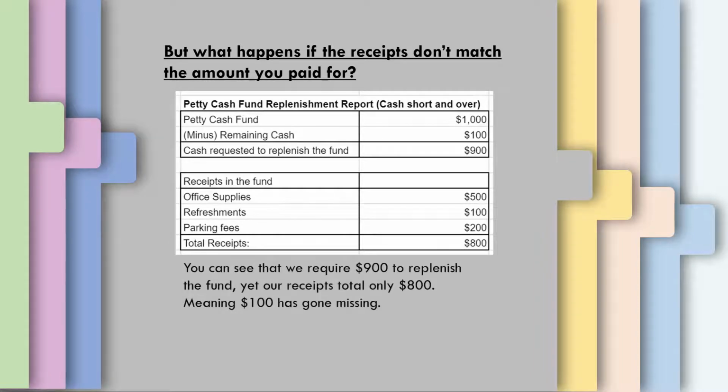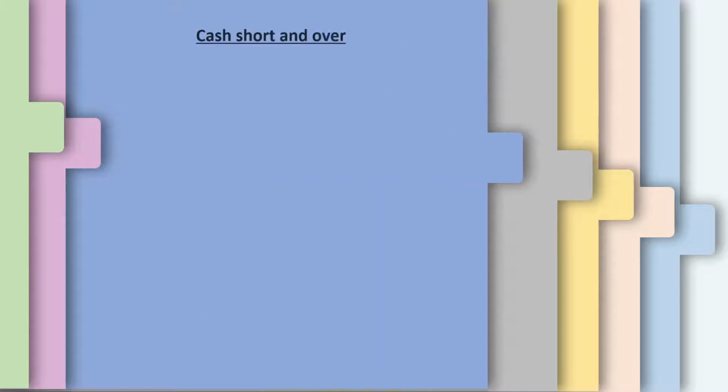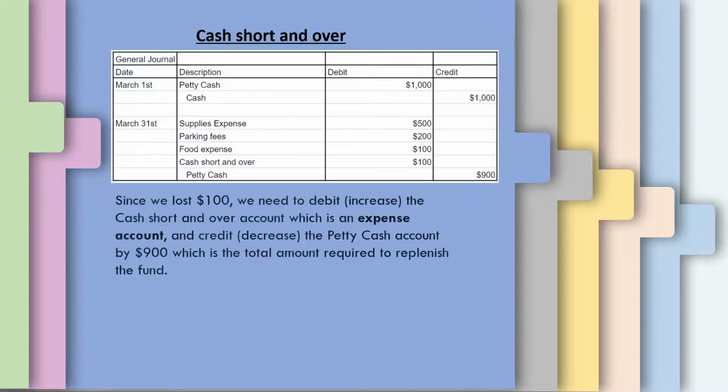You can see that we require $900 to replenish the fund, yet our receipts only total $800, meaning $100 has gone missing. Someone stole our money. In this case, we use the cash short over account. Since we lost $100, we need to increase the cash short over account, which is an expense account, and decrease the petty cash account by $900, which is the amount required to replenish the fund.